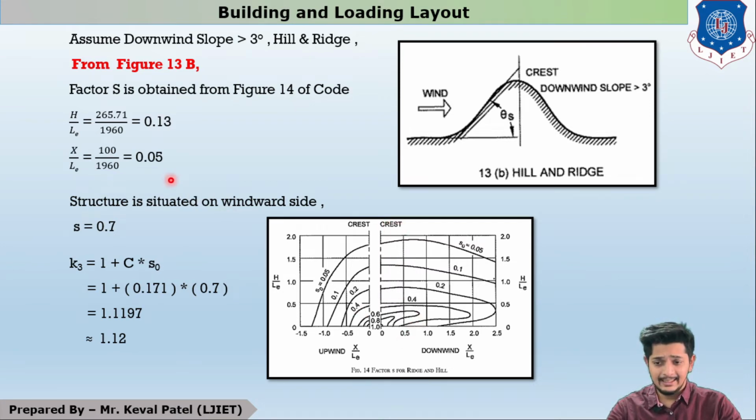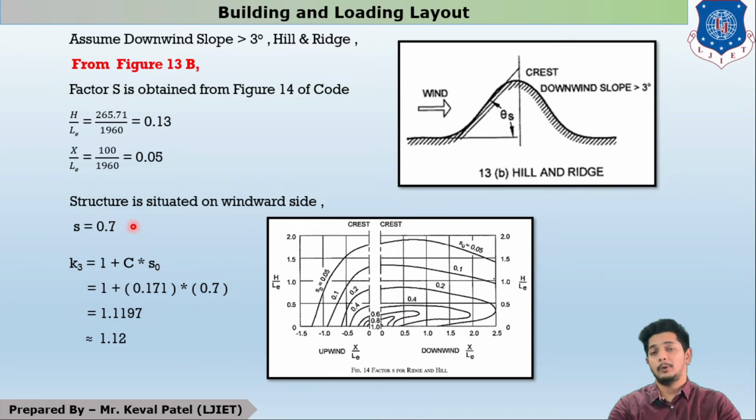Here X by Le is 0.05. So it is 0.5, so it will be very less than 0.05. So it will be somewhere here. And H by Le is 0.13. So again it will be a very less value. So here it is a 0.8 value. So it will be lesser than that. So we are taking S0 as 0.7 again.